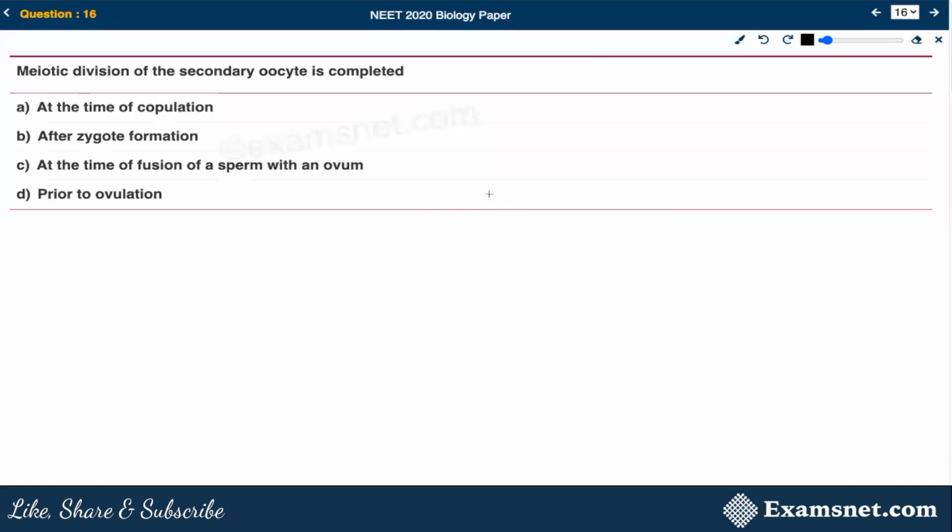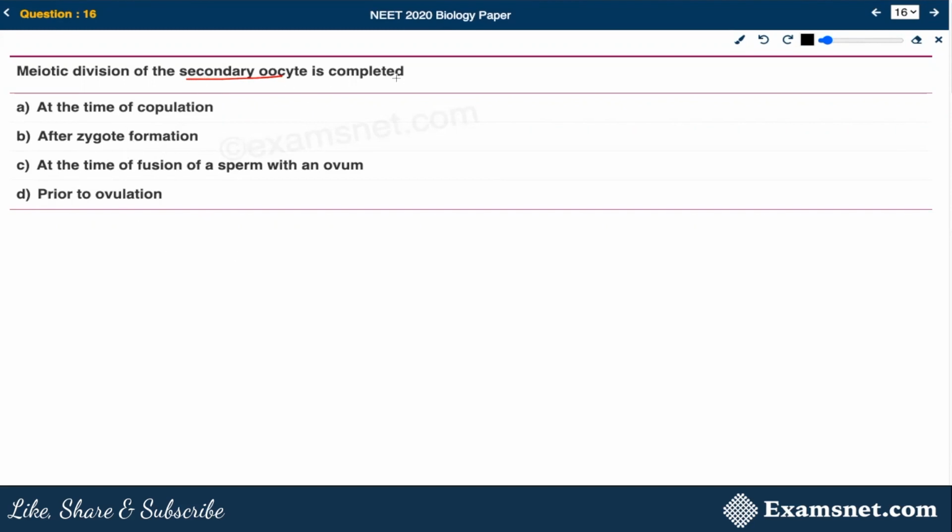So let's talk about the next question, which is question number 16. And it says that the meiotic division of the secondary oocyte is completed in. All right. So this is a question that is related to the process of oogenesis. And the second meiotic division, if you people remember, is actually completed at the time when there is the entry of the sperm inside an ovum. All right. So that is the case.